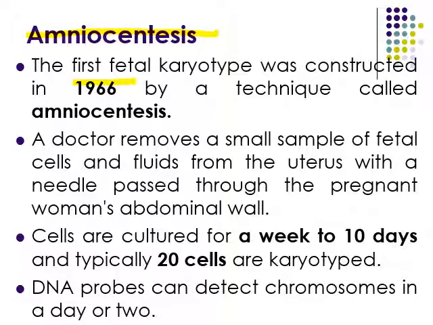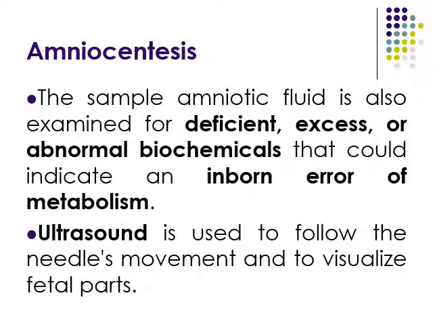So, what do they do there? The doctors remove a small sample of fetal cells and fluids from the uterus. So, cells are cultured for a week to 10 days, and typically 20 cells are karyotyped. So, the sample, what sample is that? Amniotic fluid.